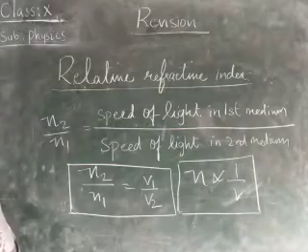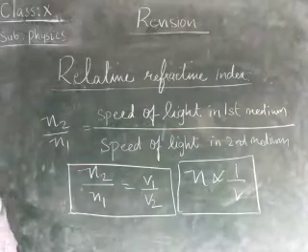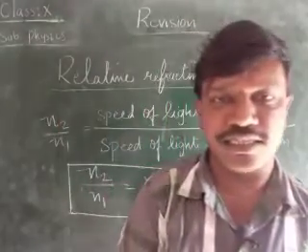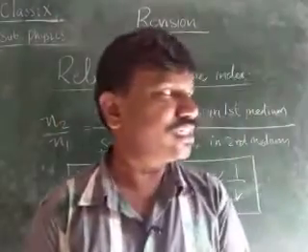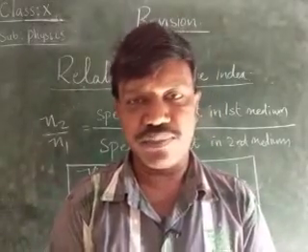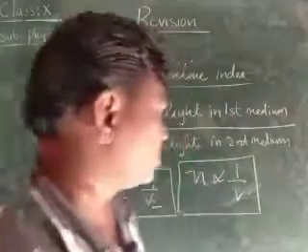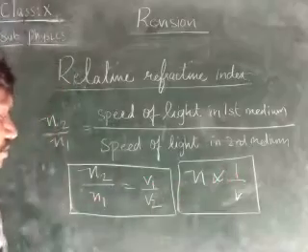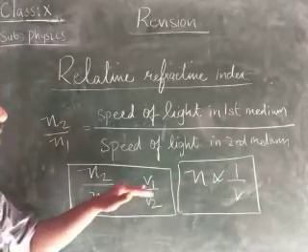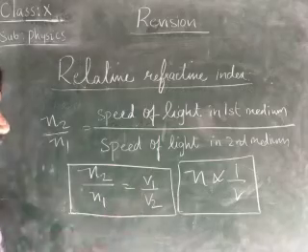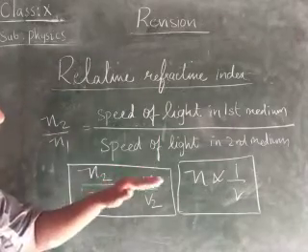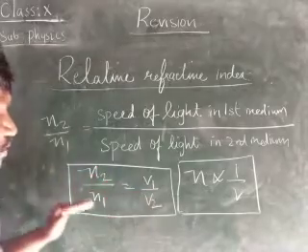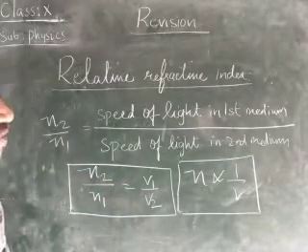That means when the refractive index increases, the velocity of light decreases. And when the refractive index decreases, the velocity of light increases, children. Therefore you should make a note of this: n is inversely proportional to the velocity of light, and n2 by n1 is equal to v1 by v2, children. Right, you should make a note of this. n2 by n1 is equal to v1 by v2.